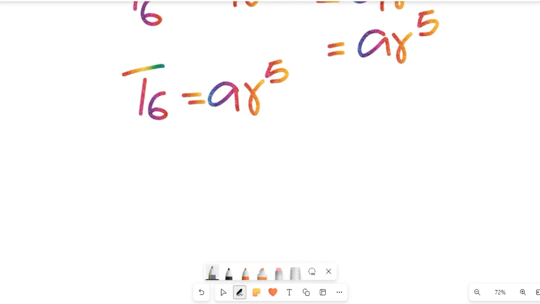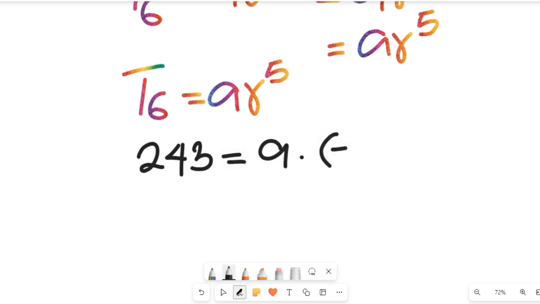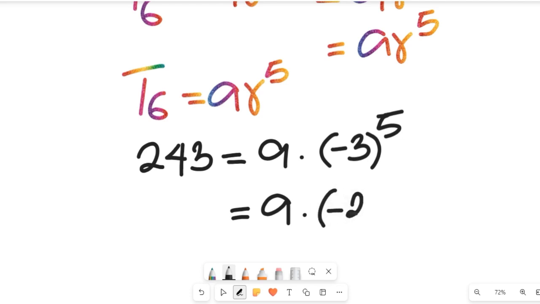So that will give us 243 equal to, we don't know our first term, A, multiplied by negative 3 to the power of 5. Good. So if we simplify this, we'll have A multiplied by minus 3 to the power of 5, which is going to give us a negative 243, right? So we'll have a negative 243.